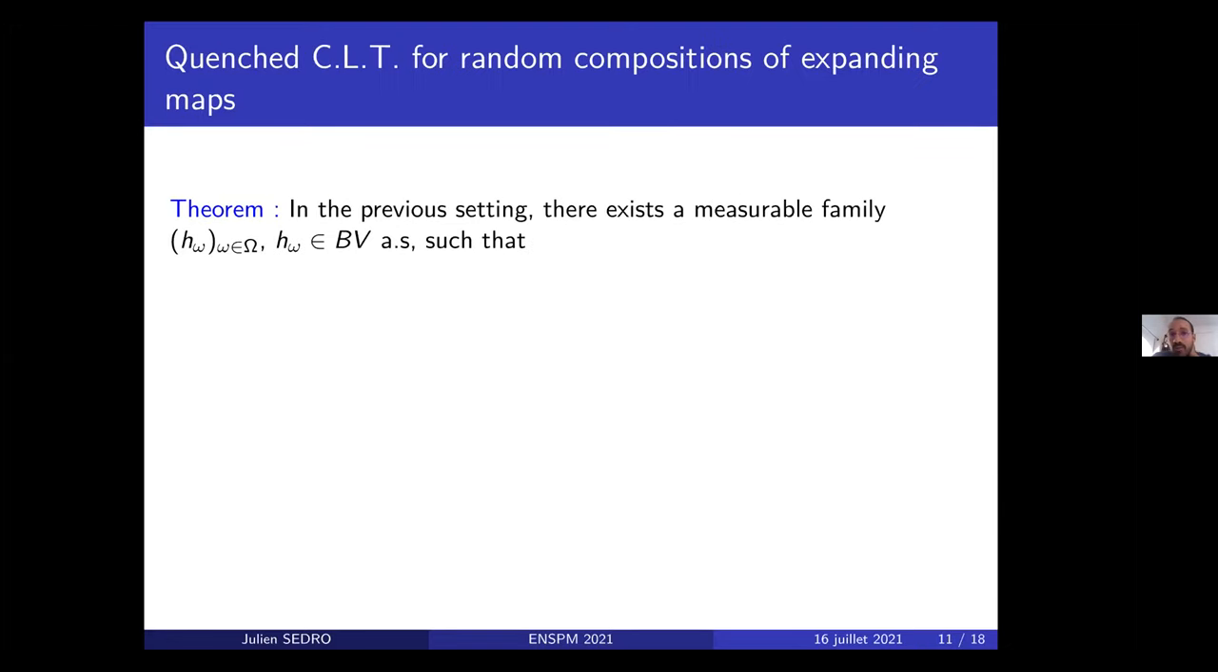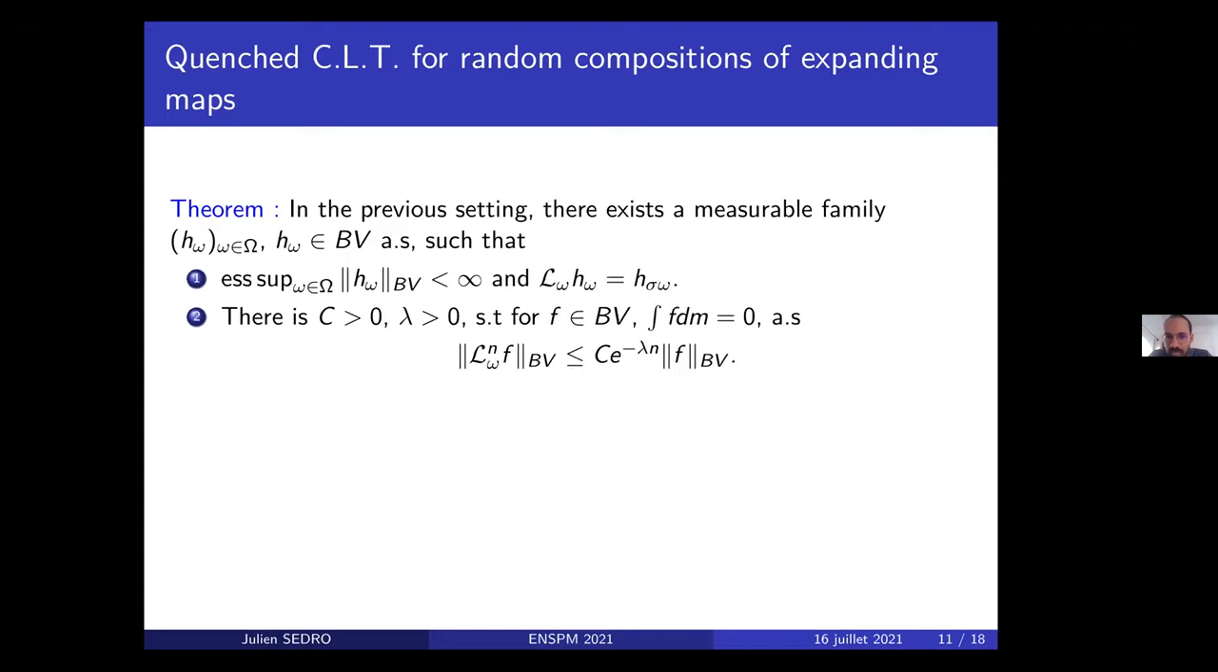Now, what is the quenched CLT in this setting? For the system I described, there exists a measurable family of BV maps satisfying that they are essentially bounded in the BV norm, that they also satisfy this equivariant density equation, I did not write it, but they are also non-negative maps, and they have integral one. Now you have this important property, a decay of correlation property. You have an exponential decay rate for the zero average observable of the transfer operator cocycle. I would like to attract your attention to the fact that the constant C here is independent of omega. So this is a very strong property that holds in the setting I described, but not in more general situations.